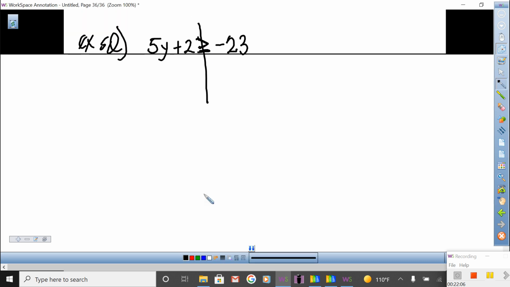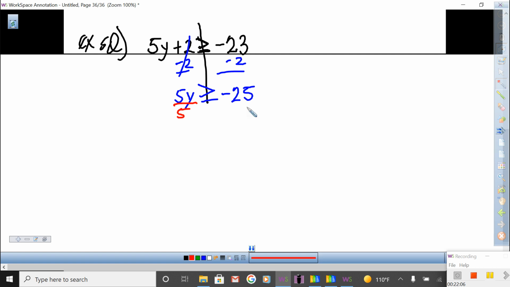So, line down the inequality symbol. We can't simplify either side, so we started by doing what? Minus 2, minus 2. 5y greater than or equal to negative 25. So far so good, yes? Oh, 5y, yeah. I did that on purpose to see if you were paying attention. See? Pretty good, right? And last step: divide by 5, divide by 5. We end up with y greater than or equal to negative 5.